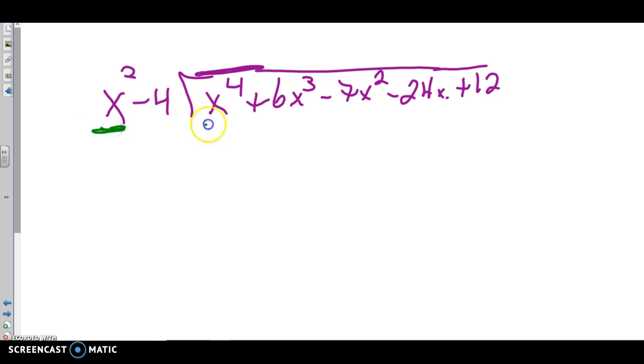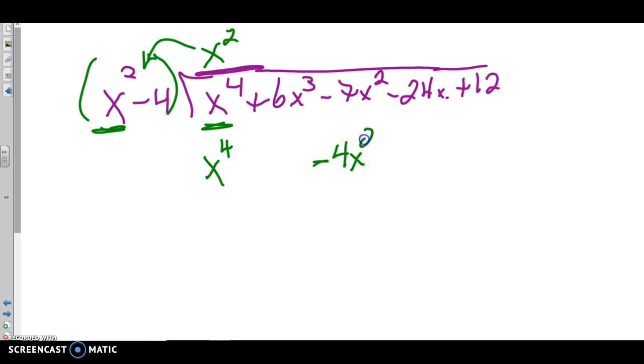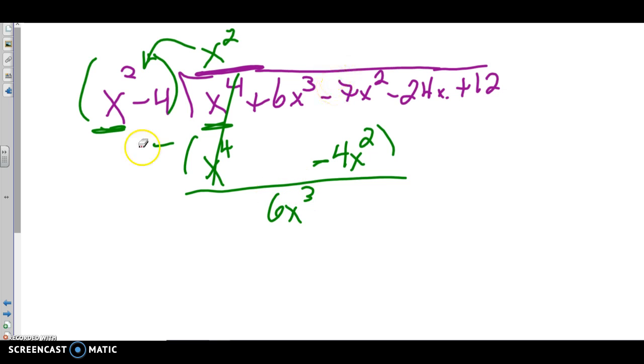So the x squared going into the x to the 4th gives me x squared on top. I'm then going to multiply it by this whole thing and get x to the 4th minus 4x squared. And I'm going to line up like terms and then subtract both of these. So the x to the 4th now cancel. The 6x cubed is still there. Negative 7 minus negative 4 is negative 7 plus 4, so now I have minus 3x squared.